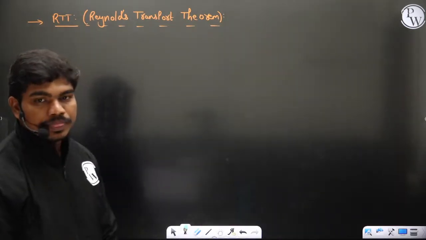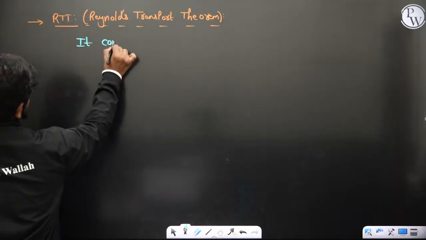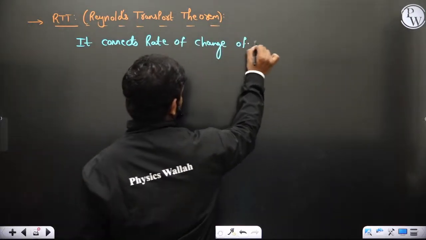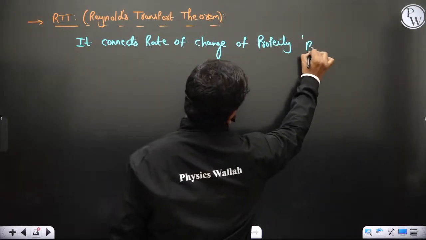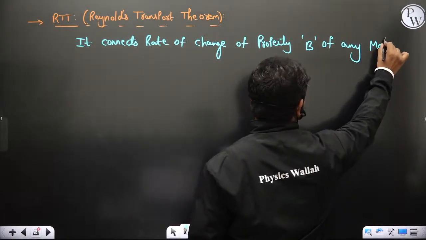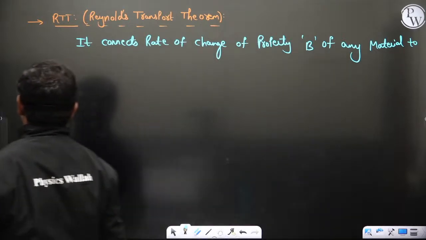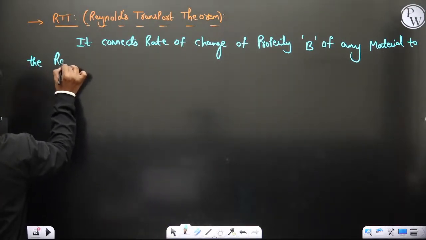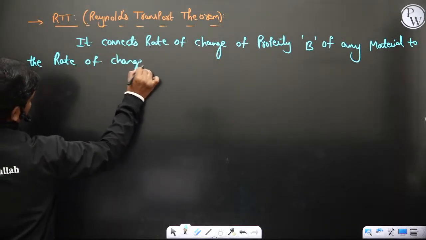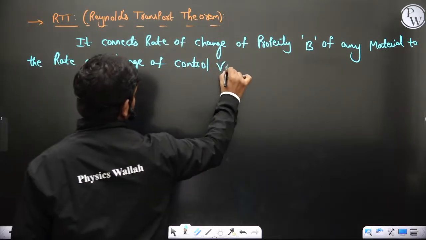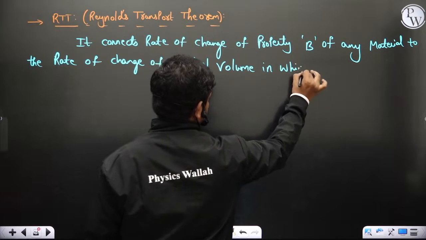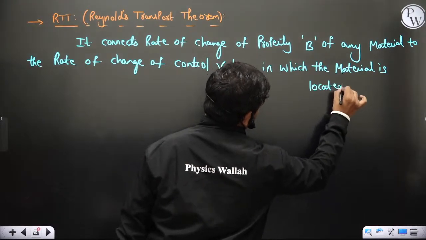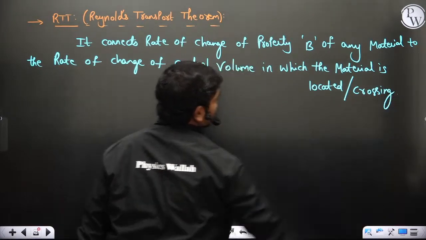So Reynolds transport theorem, you can understand it connects the rate of change of a property, for example say B, of any material to the rate of change of property of the control volume in which the material is located, or crossing. Sometimes during flow the material will actually cross.